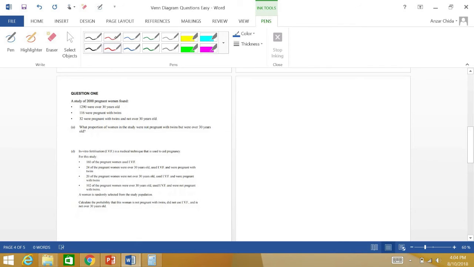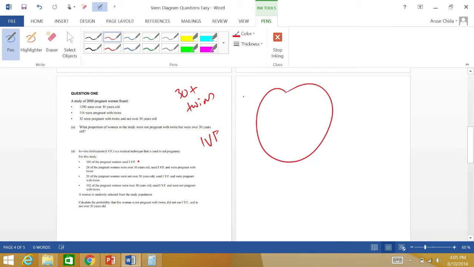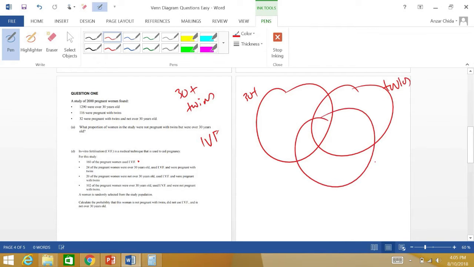It seems like a Venn diagram question as soon as they see it. We've got people who are 30 and above. We've got people that are pregnant with twins, and over here the third variable, which is whether or not they used IVF. So I'm going to make those my three circles: 30 plus, twins, and IVF, and I'm going to populate this with letters A, B, C, D, E, F, G, and H. Okay, the grand total is 2,000, so I'm just going to give myself that down here.